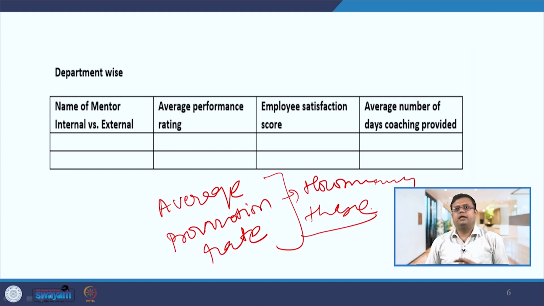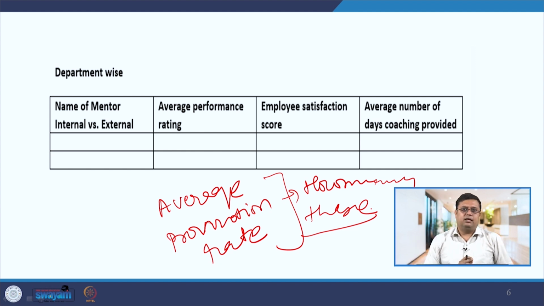Employee productivity is also something you can add. And if somebody is working in the sales department, then achievement of the sales target can also be added. This is how you can develop more parameters to understand coaching program effectiveness and mentoring program effectiveness. If you are able to do this analysis, you will understand which type of coaching and mentoring you should design for your organization, an internal coaching system or an external coaching system. This is one decision you can take.